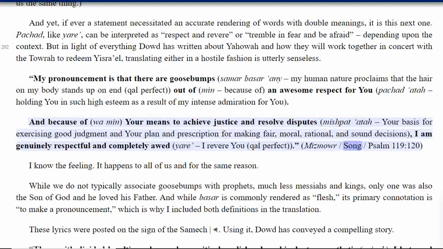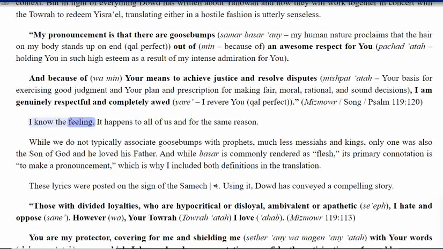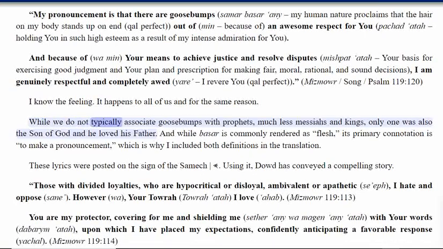Mizmowr, Song, Psalm 119-120. I know the feeling. It happens to all of us, and for the same reason. While we do not typically associate goosebumps with prophets, much less messiahs and kings, only one was also the Son of God and he loved his Father.